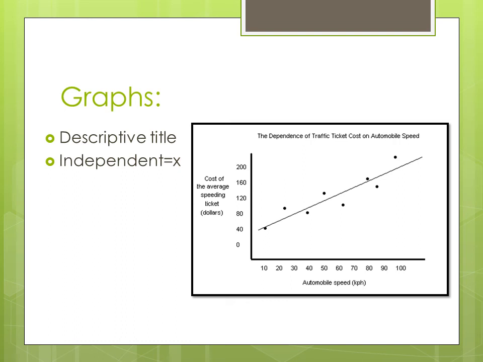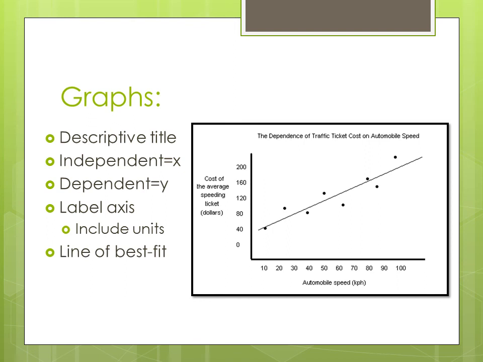You can see the independent variable, the thing that you change, is on the x-axis, the speed of the automobile. The dependent variable is the cost of the speeding tickets in dollars, and that's on the y-axis. You can see these axes are labeled not only with a descriptor, but with a unit label: dollars and kilometers per hour.